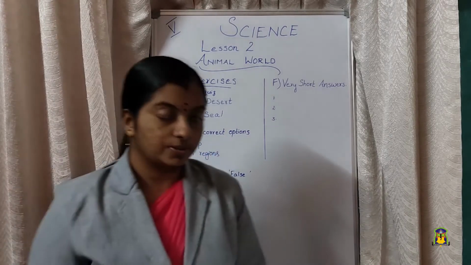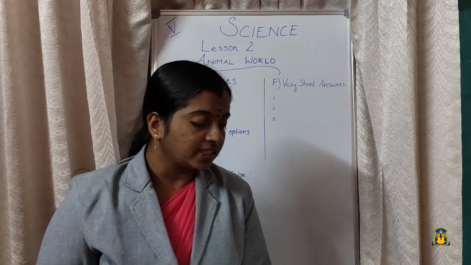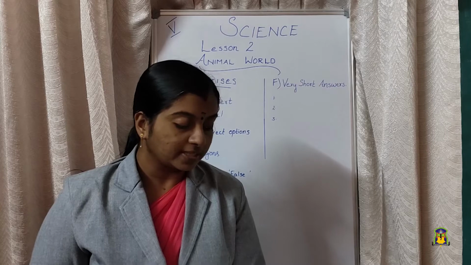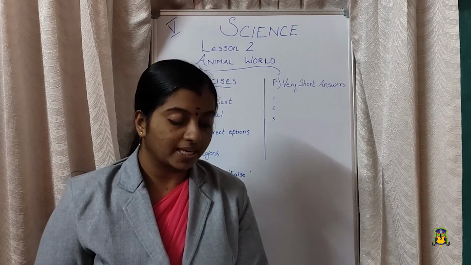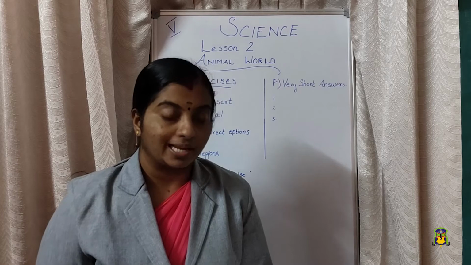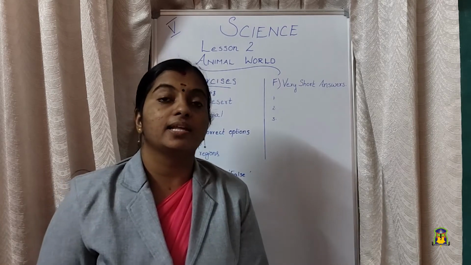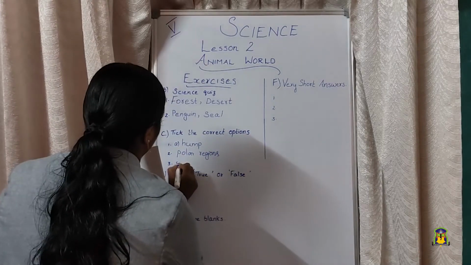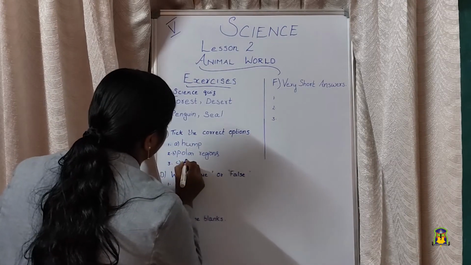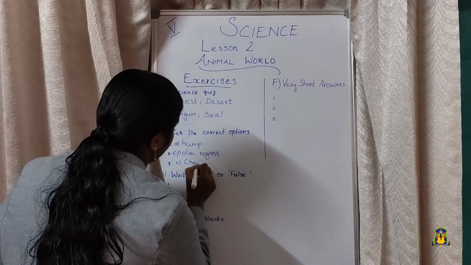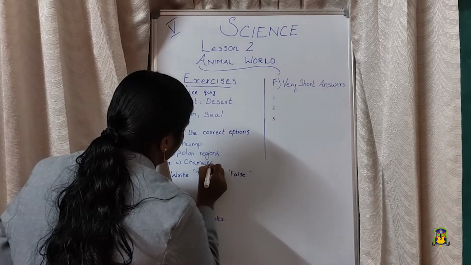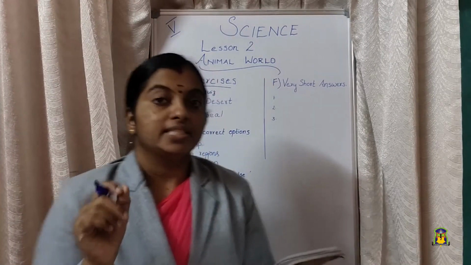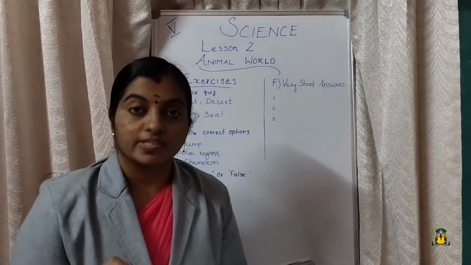Third question. This animal changes its body color according to its surroundings. Option A dog, option B camel, option C chameleon. So which animal changes its color according to its surroundings? It is option C chameleon, C-H-A-M-E-L-E-O-N, chameleon.